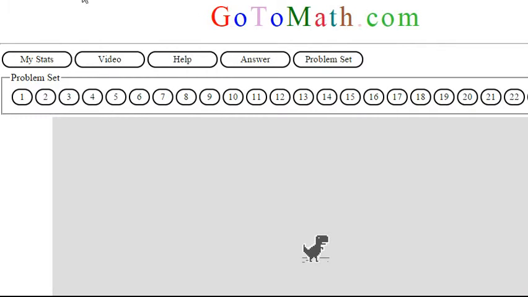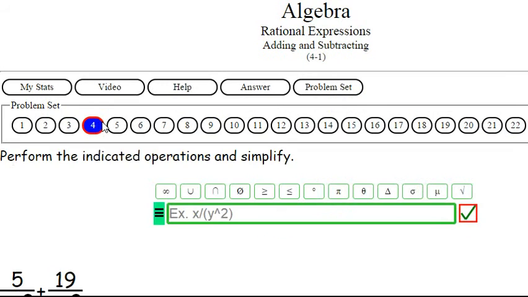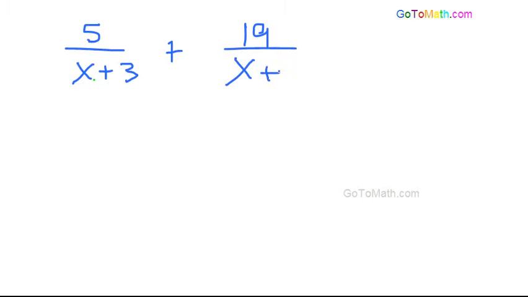Hey, we're over here at gotomath.com. Click on the algebra, adding and subtracting, and we're doing 4.1. That's what we are doing. So we have 5 over x plus 3 plus 19 over x plus 3. So both these denominators look the same. That's good. 5 over x plus 3 plus 19 over x plus 3.